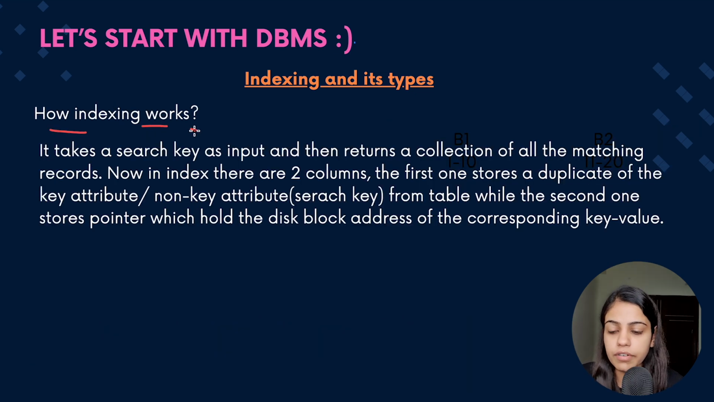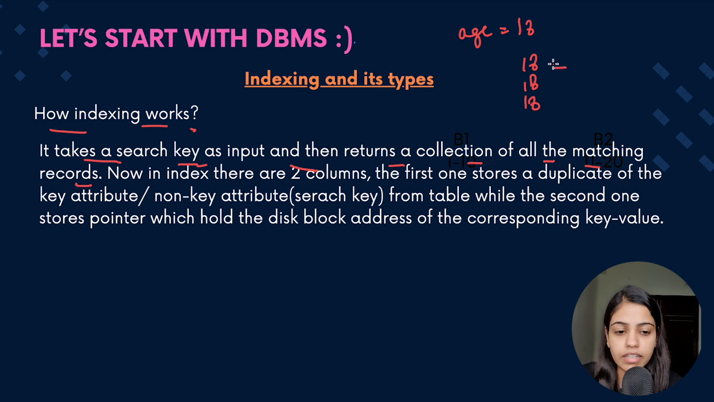Now how does indexing work? It takes a search key as an input and then returns a collection of all the matching records. So consider if I am searching for all the people who have age 18, there could be multiple people who have age 18. So it will search for all the records where the age is 18 and it will return a collection of all the records.